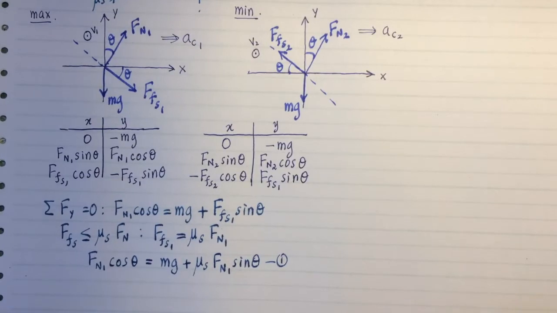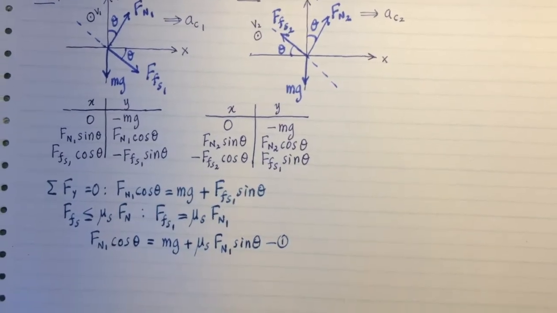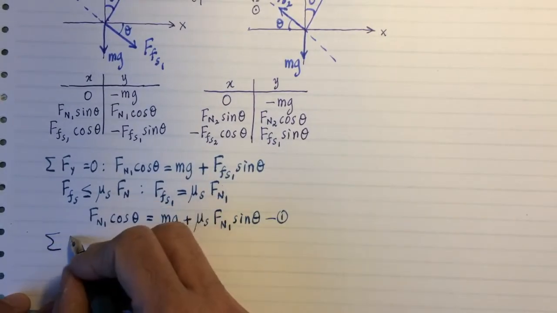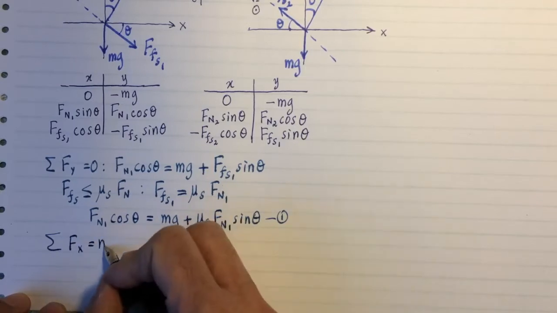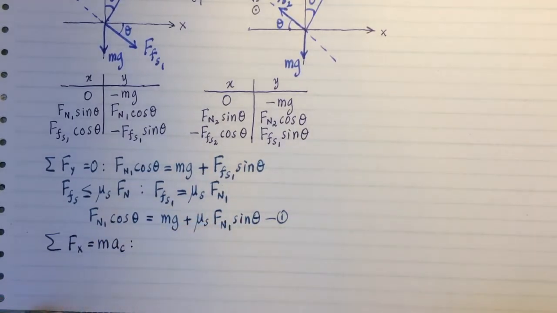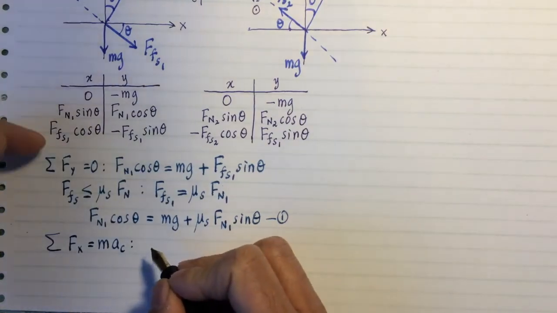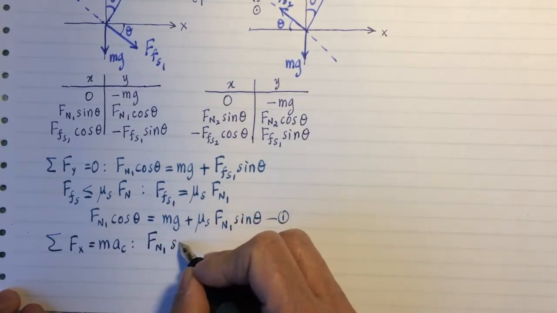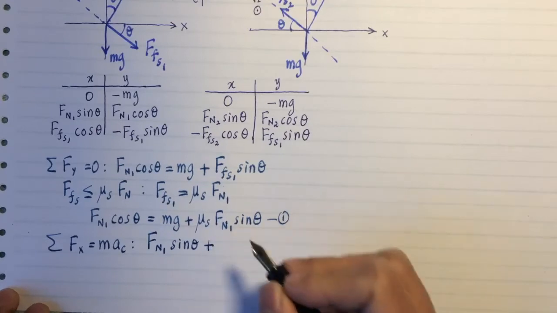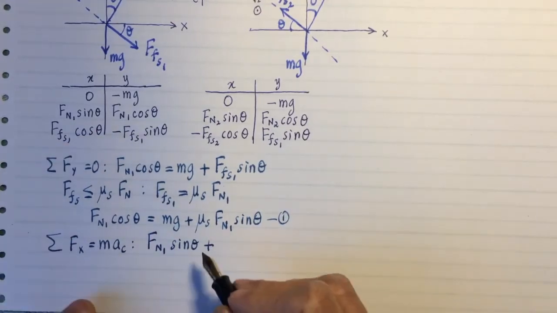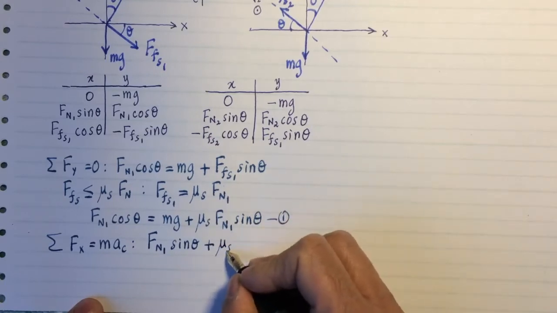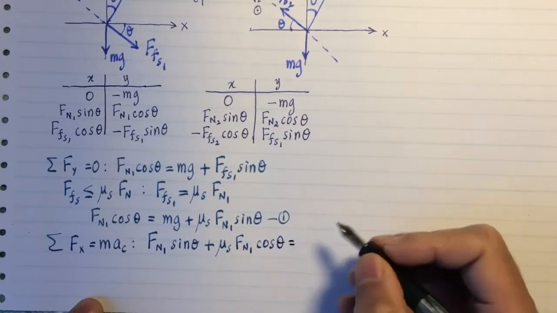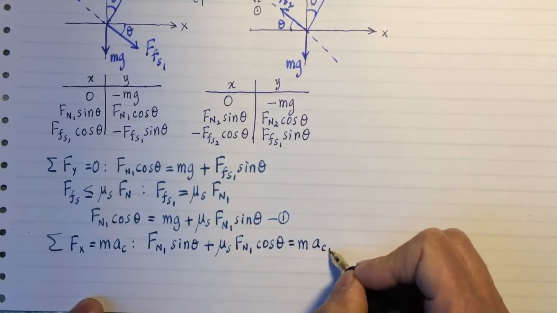In the x direction, all I would have to do is sum all the forces in the x direction and set it equal to mass times the centripetal acceleration, because it's moving in a circle. In the x direction, I only have those two forces. So I'm going to get Fn1 sine theta plus the maximum static force times cosine theta. Well, the maximum static force is just mu_s Fn1, so Fn1 cosine theta is equal to mass times the centripetal acceleration AC1.